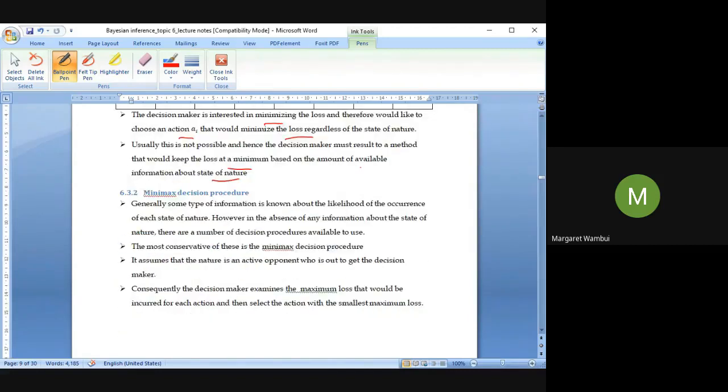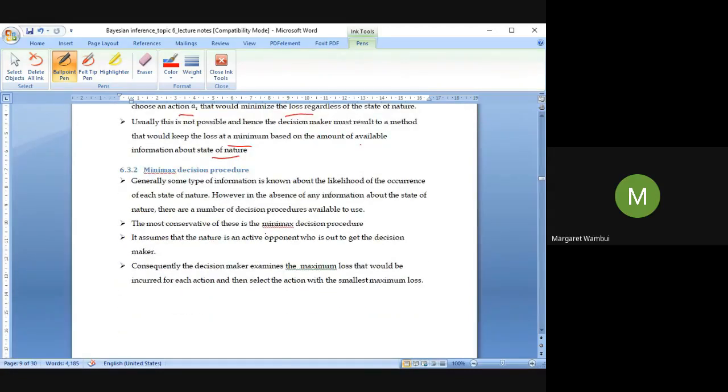So one of the methods that we use is what we call the minimax decision procedure. Generally, some type of information is known about the likelihood of the occurrence of each state of nature. However, in the absence of any information about the state of nature, there are a number of decision procedures available to use. The most conservative of these is what we call the minimax decision procedure.